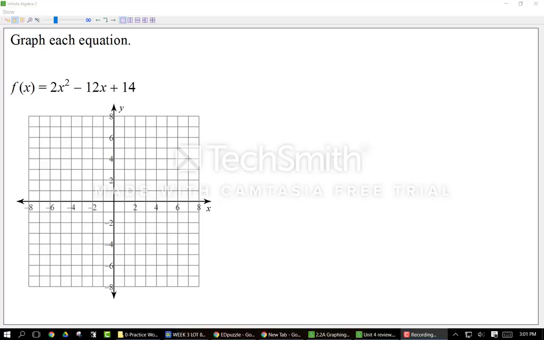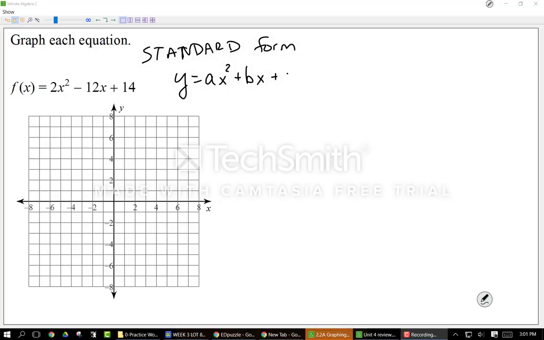This video is going to cover how to graph a quadratic equation in standard form. So first things first, we need to know what standard form is. Standard form of a quadratic equation is in the form y equals ax squared plus bx plus c. A, b, and c are just numbers, integers. They could be decimals, fractions. I don't believe we're going to have that in there, but they very well can be.